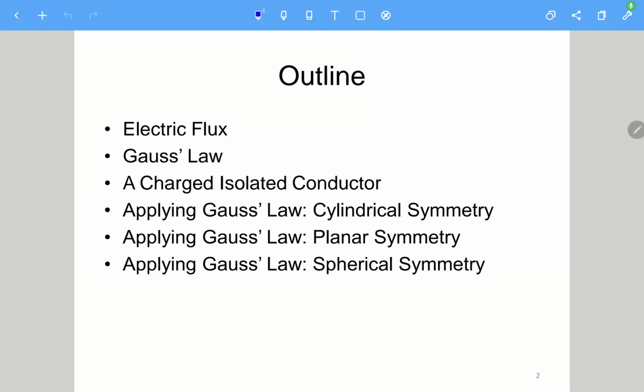This is the outline of chapter 23. First I will talk about a new variable called electric flux. And then the main topic of this chapter, the Gauss law. Then we will start to use the Gauss law to do different things, like the charged isolated conductor, and then applying Gauss law for cylindrical symmetry, planar symmetry, and also spherical symmetry.